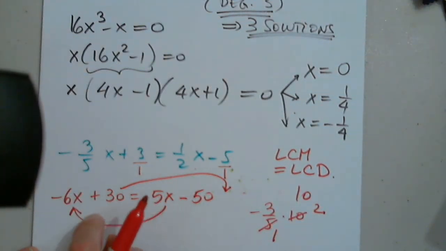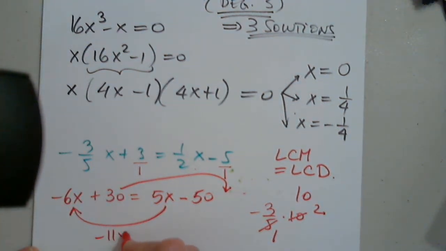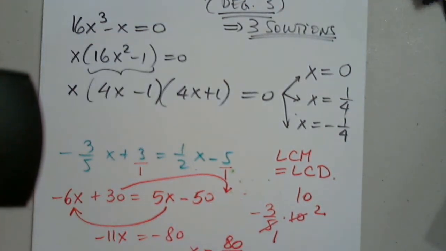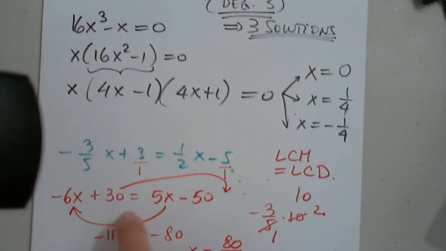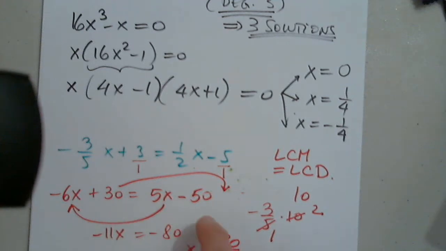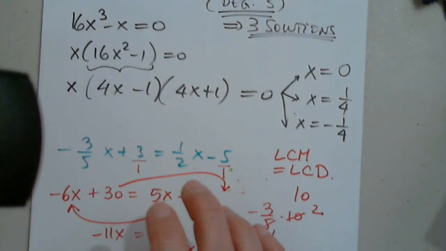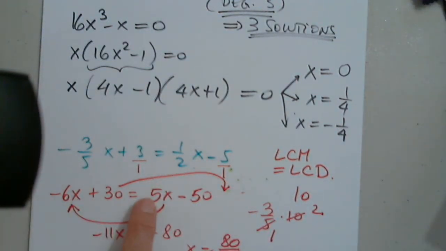This becomes negative, so then I have negative 11x. This becomes negative, so I get negative 80. And when I divide, I get 80 over 11. Again, try to move away from writing minus 5x, minus 5x, minus 30, minus 30. There is no need. You move one term to the other side, it's positive here, it becomes negative here. You move this term to the other side, it's positive here, it becomes negative there. Done.